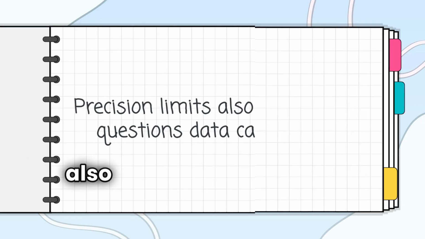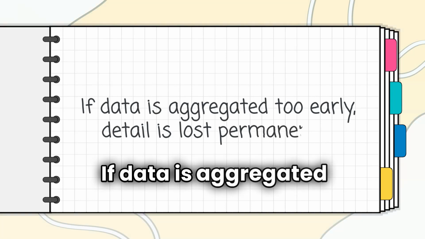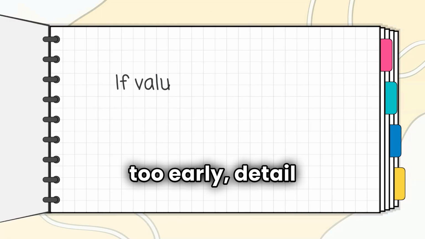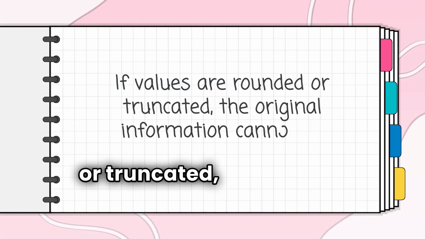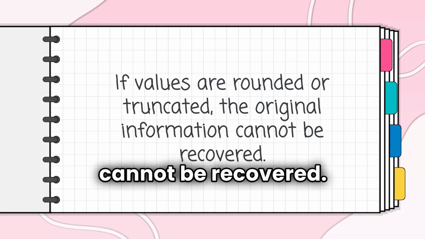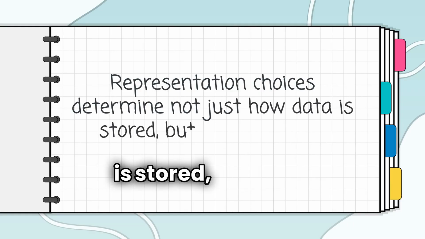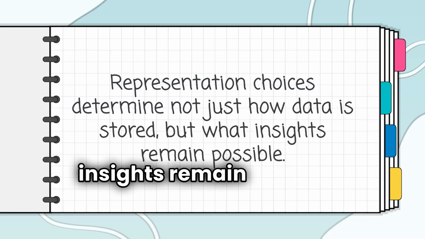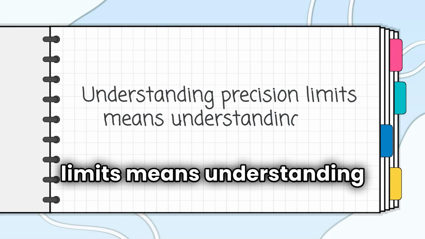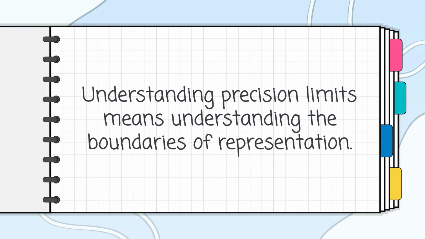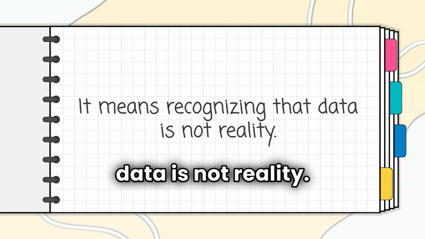Precision limits also shape what questions data can answer. If data is aggregated too early, detail is lost permanently. If values are rounded or truncated, the original information cannot be recovered. Representation choices determine not just how data is stored, but what insights remain possible. Understanding precision limits means understanding the boundaries of representation. It means recognizing that data is not reality.